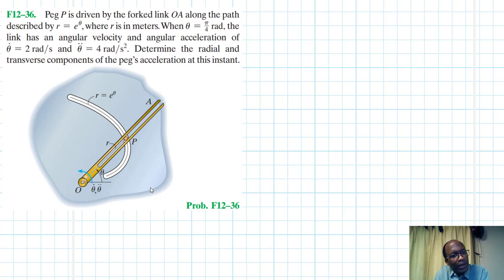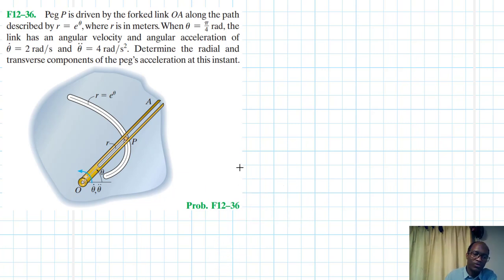The problem reads: peg P is driven by the forked link OA along the path described by r equals e to the power theta, where r is in meters. When theta is equal to pi over 4 radians, the link has an angular velocity and angular acceleration of theta dot equal to 2 rad/s and theta double dot equal to 4 rad/s squared, respectively. Determine the radial and transverse components of the peg's acceleration at this instant. Which instant is that? Theta equal to pi over 4 rad.